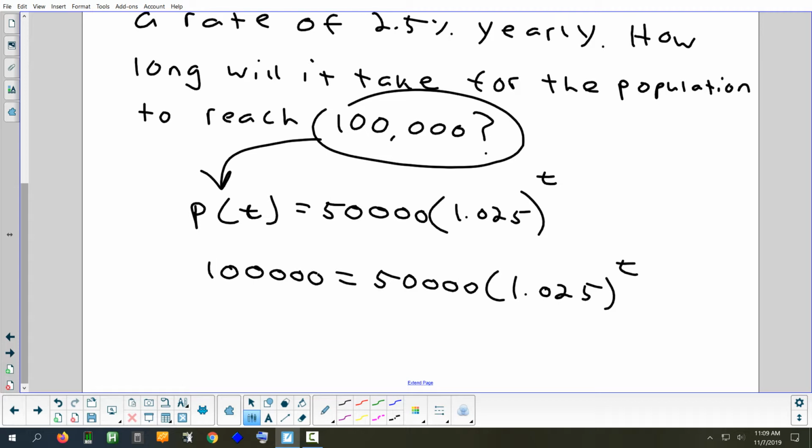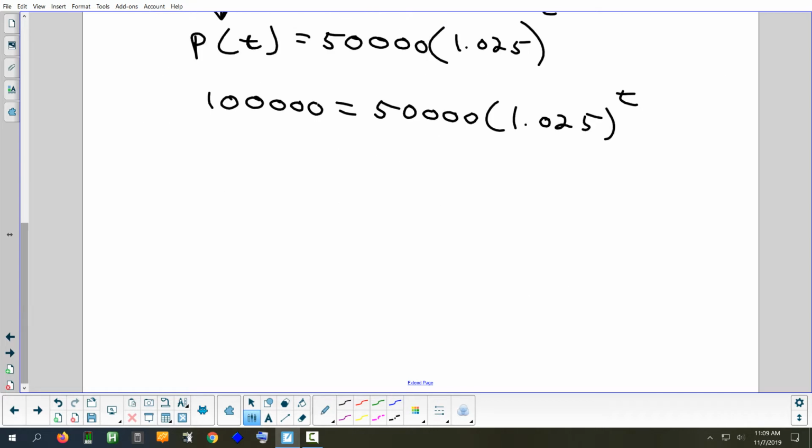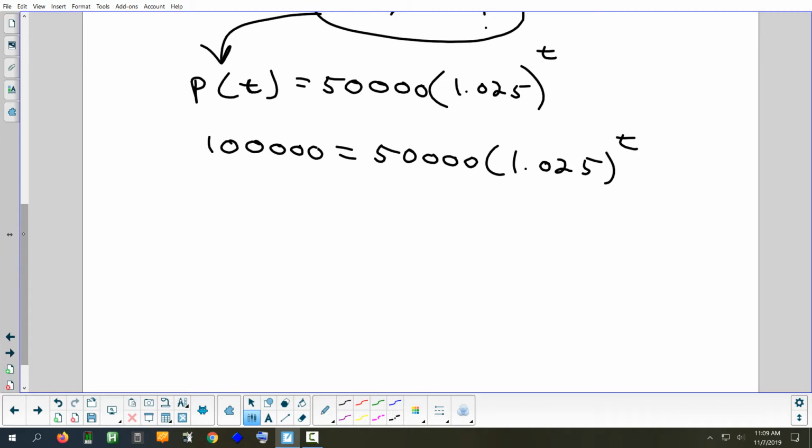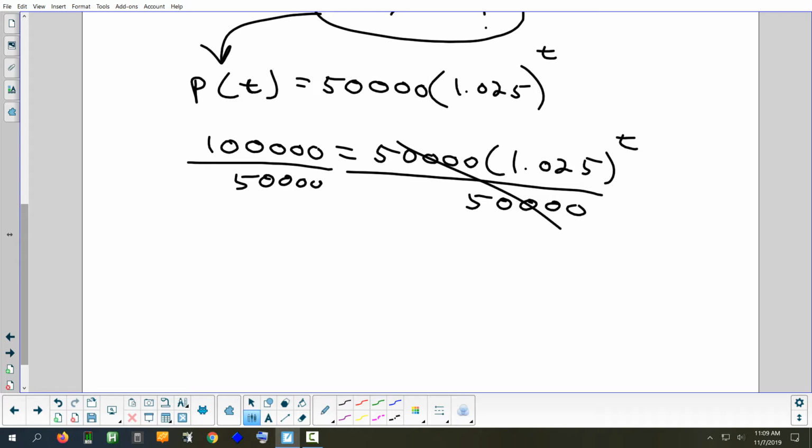Now, we didn't solve this with algebra on Tuesday because we didn't know how to get rid of a variable in the exponent. Right? You can't do arithmetic to get rid of a variable in the exponent. There might be a little arithmetic we can do here at first, but eventually, the only way to get rid of a variable exponent is with a logarithm. But before I do the log, does anybody see something I could do first here? We can divide each side by 50,000. As far as arithmetic, that's all you can do to get t by itself. So 2 equals 1.025 to the t.